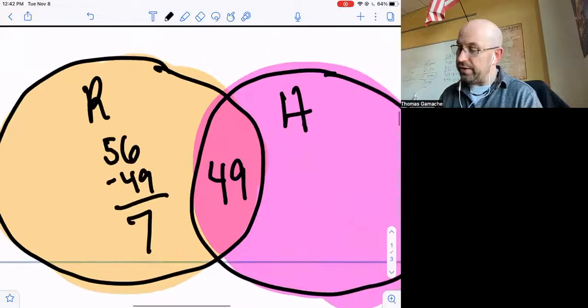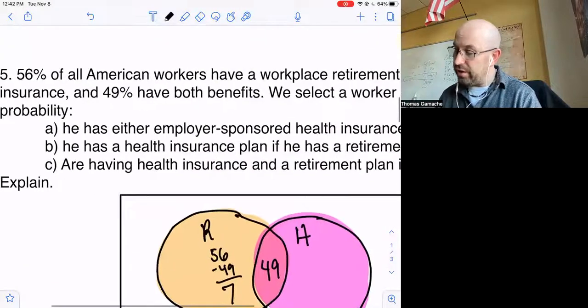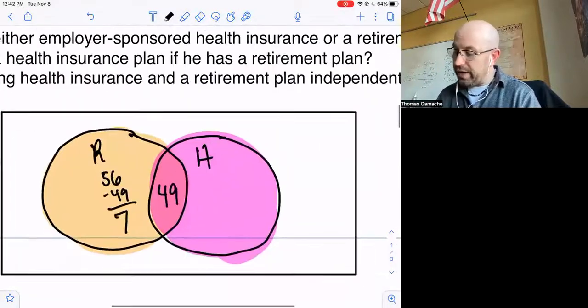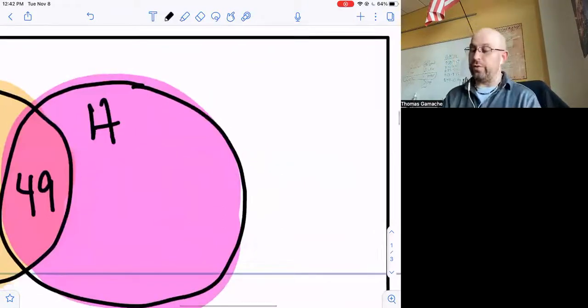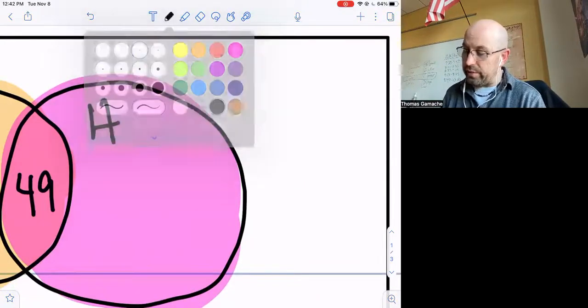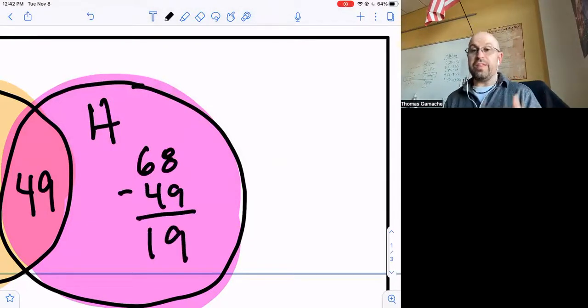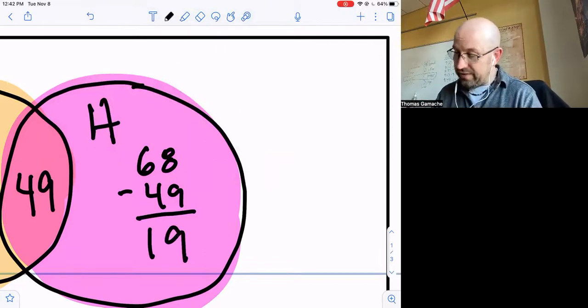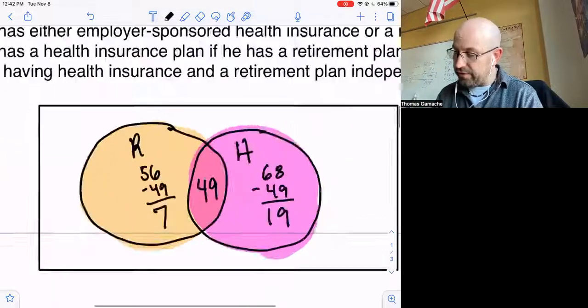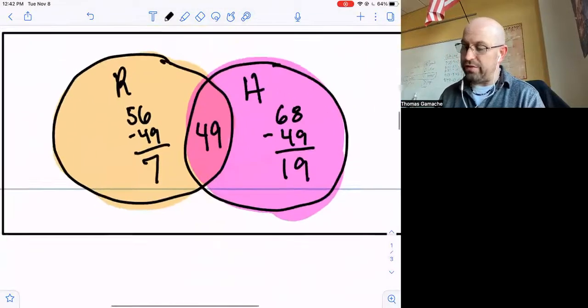Now, for health insurance, I believe it was 68. Let me double check. It is. So I've already accounted for 49% of this circle. I'm going to take 49 away from 68, and that's going to leave me with 19. That leaves me with the 19% who only have health insurance. So I've accounted for the 68% in my health circle and the 56% in my retirement circle.